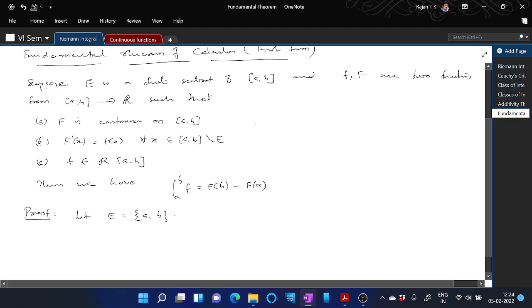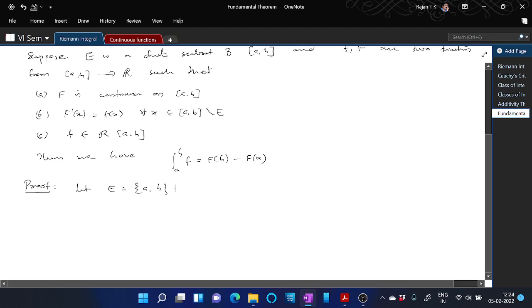If at all E has more points in AB, then we will divide this AB into so many subintervals such that these points of E come at the endpoints of these subintervals, and we can proceed the same way as in the case where E has only two points A and B. So this is the idea behind the proof.